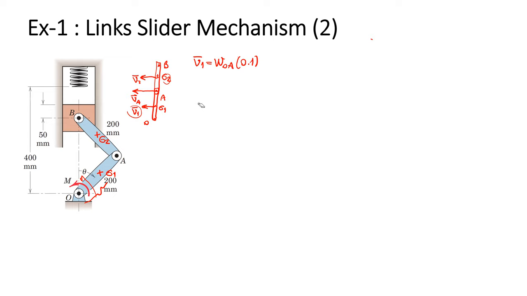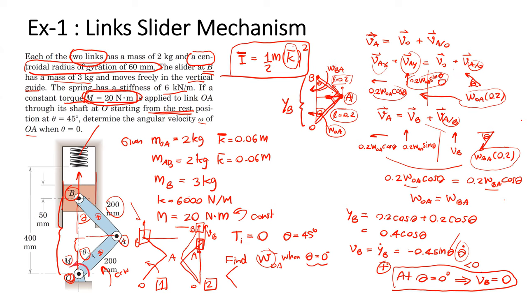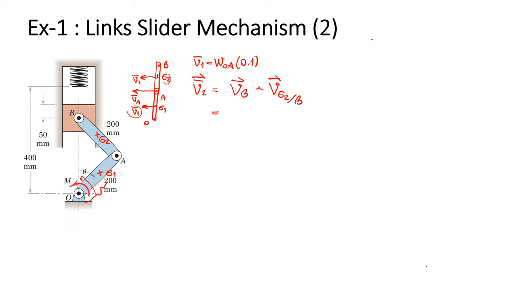If you want to obtain the magnitude of V2 bar, by the vector equation, V2 bar should equal the velocity of B plus the relative velocity of G2 with respect to point B. At this current situation, we already know that at the top dead center, TDC, theta 0 degree, VB equals zero. The direction may be upward or downward, but the magnitude of VB is zero.